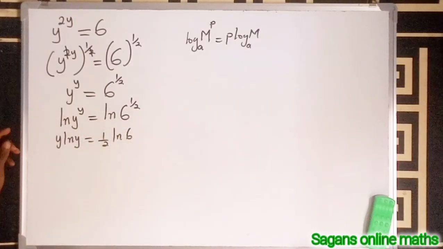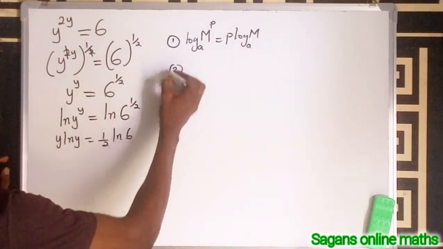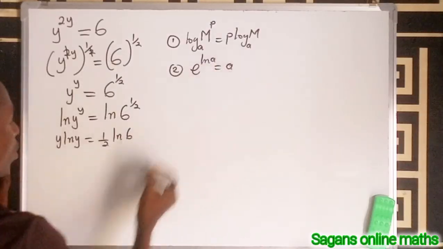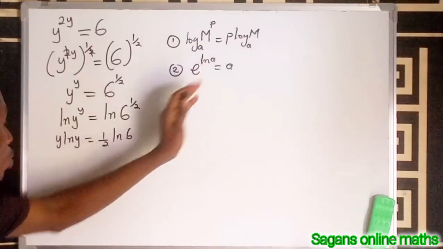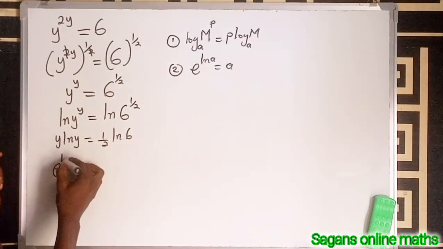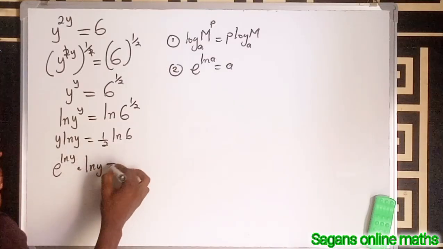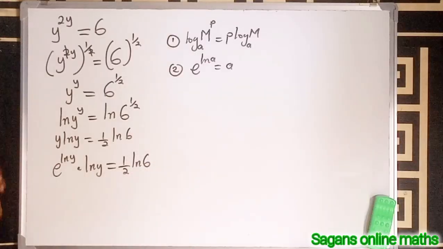Now, there's one of the properties of logarithm that says e raised to the power of ln a is equal to a. This is one of the properties of logarithm, so this is 100% true. So we are not wrong if we decide to write this y as e raised to the power of ln y, to represent y multiplied by ln y is equal to 1 divided by 2 ln 6. Wow, this is spectacular, right?